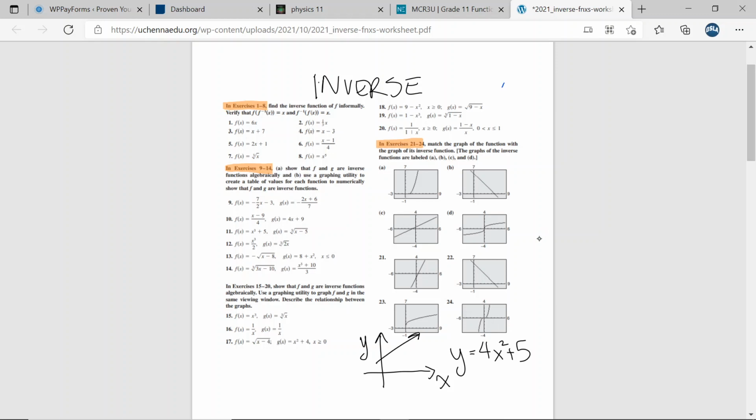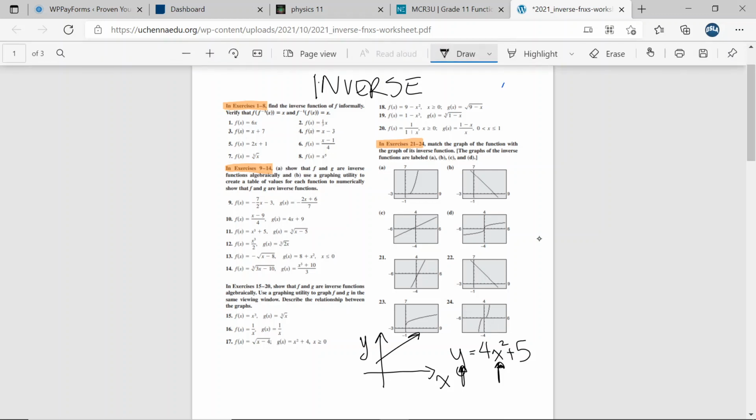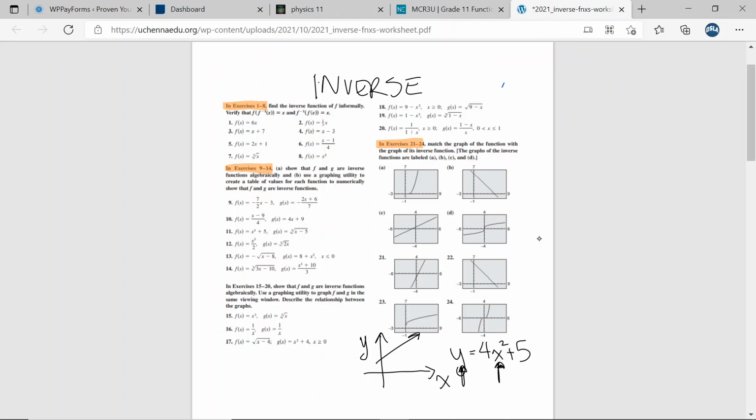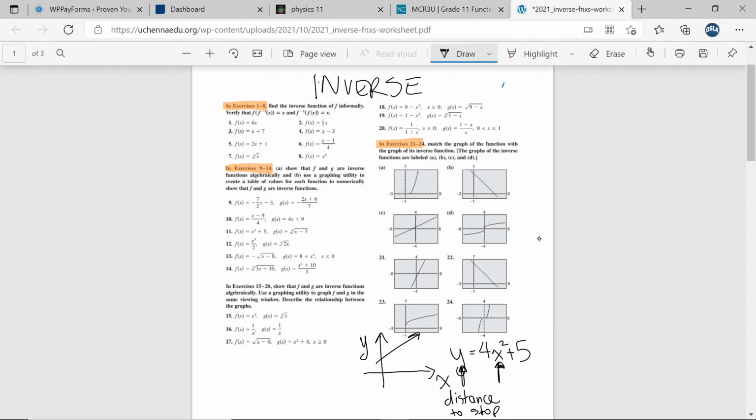But we're saying that x is the independent variable, y is the dependent variable, and these variables can represent different things. For example, we can talk about the stopping distance versus my speed. So if I'm driving a car, the faster my speed, the longer it'll take me to actually come to a complete stop.